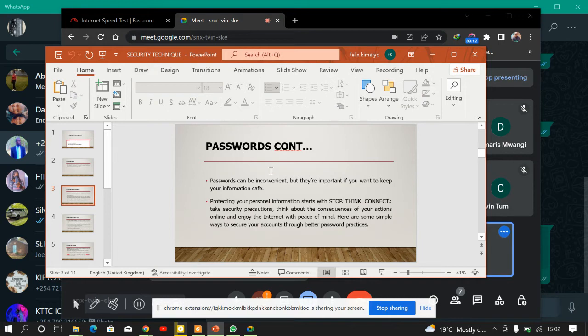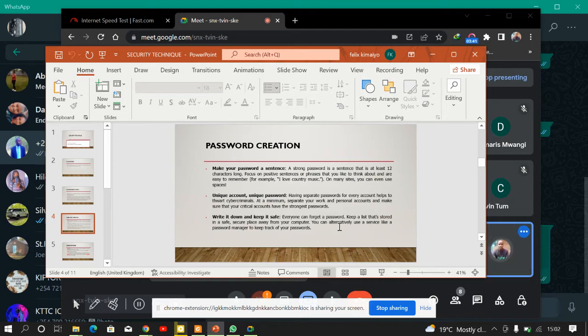Still in password continuation. You can say that passwords can be inconvenient, but they are important if you want to keep information safe. Protection of your personal information starts with stop, think, then connect. Take security precautions. Think about the consequences of your actions online and enjoy the internet with peace of mind. Here are some simple ways that you can secure your passwords. You can look at that.